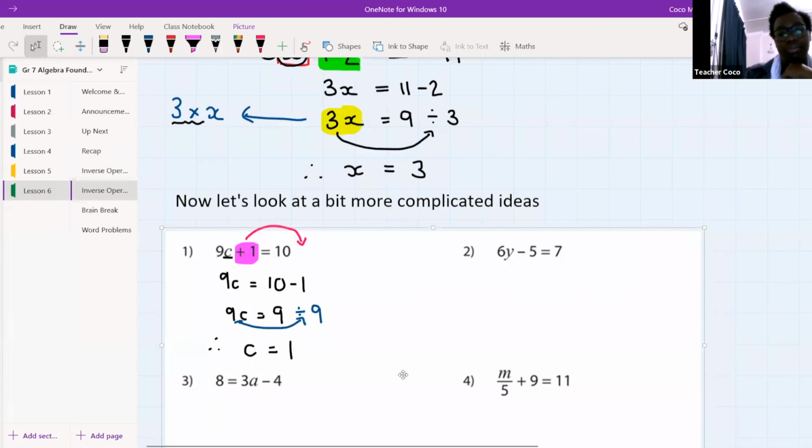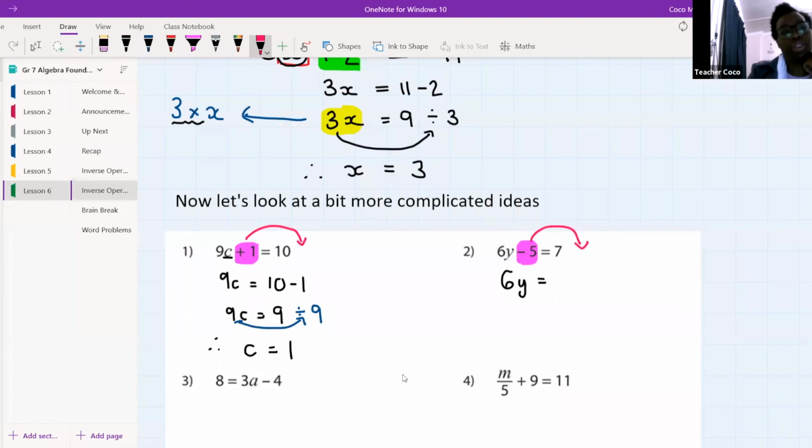Yes, ma'am. So 6y minus 5 equals 7, right? Yes. So 6y equals, then we can put the 5 at the back. We can take it over the rainbow. So we're going to take negative 5 over the rainbow. Good. And what are we going to get? From negative 5, we can say 5 plus 7. Good. Or 7 plus 5. The order doesn't matter, but it's easier if we write it like that. Yes, 7 plus 5.